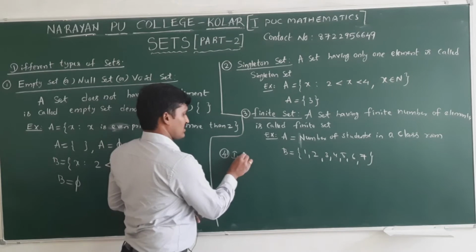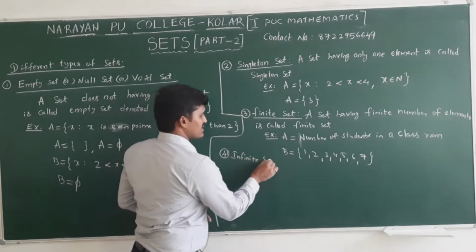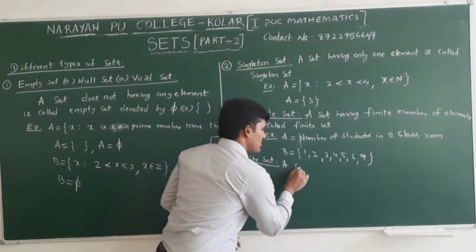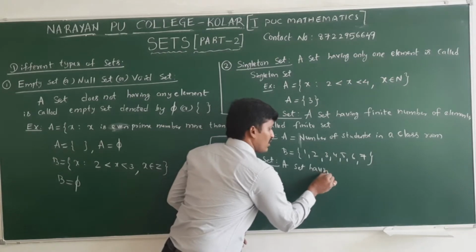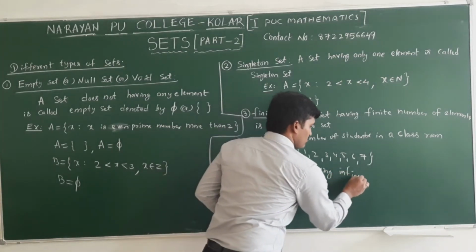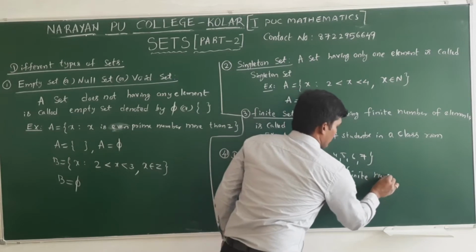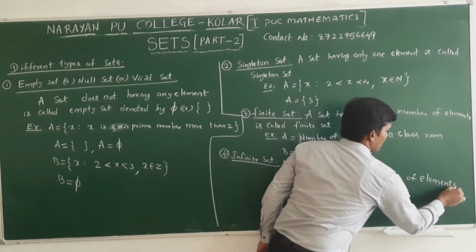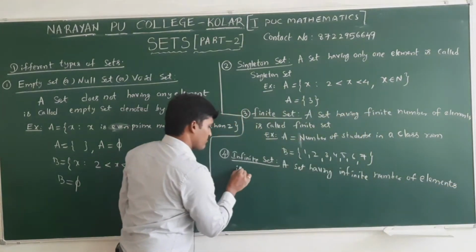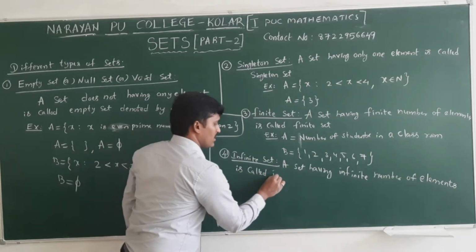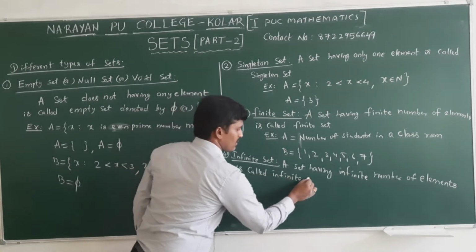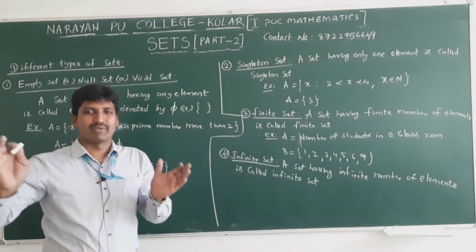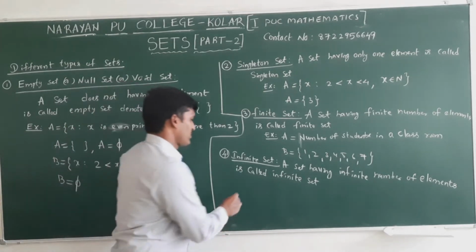Next, infinite set. Simple. A set having infinite number of elements is called infinite set. Finite means countable. Infinite means we can't predict how many elements will be there. We can't count, first of all.